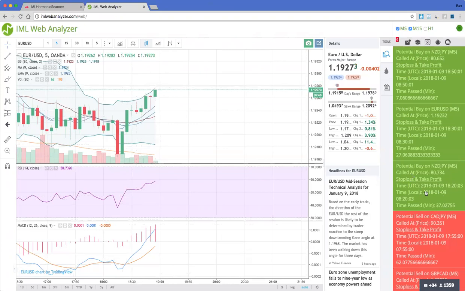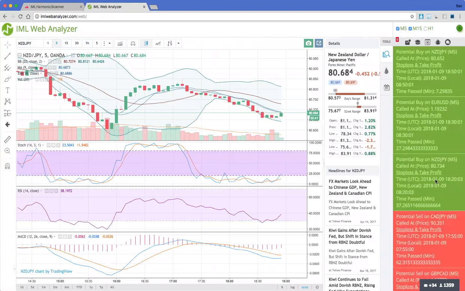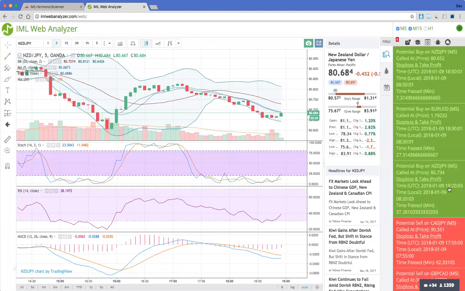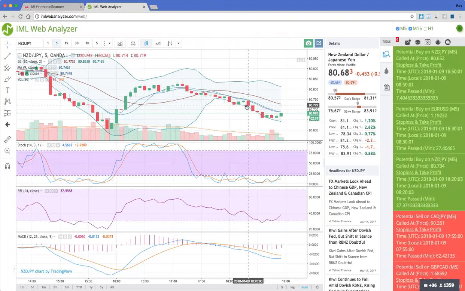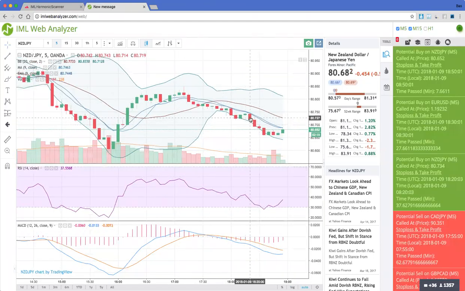Let's take another one, New Zealand dollar, Japanese yen. It was called at 18:20. 18:20, here we are. And it was a buy signal. So you see from here, maybe in the long term it will go up, but it went down first, and now maybe it goes up. So at this moment, 18:20, you see again.